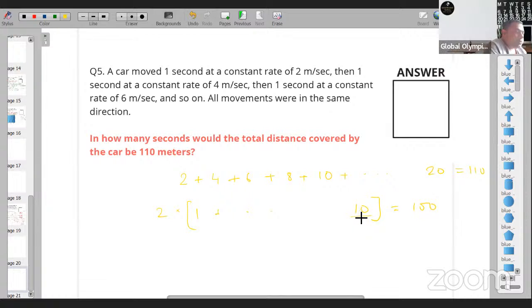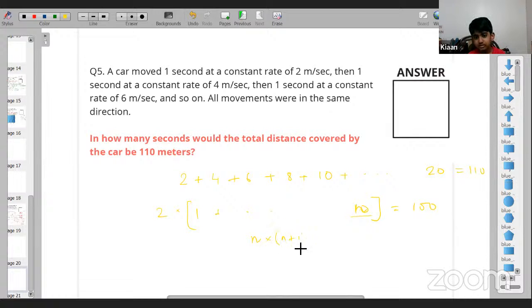So 2 into 1 plus 2 plus 3 is equal to 110. So after 10 seconds, the car will cover 110 meters. Correct.